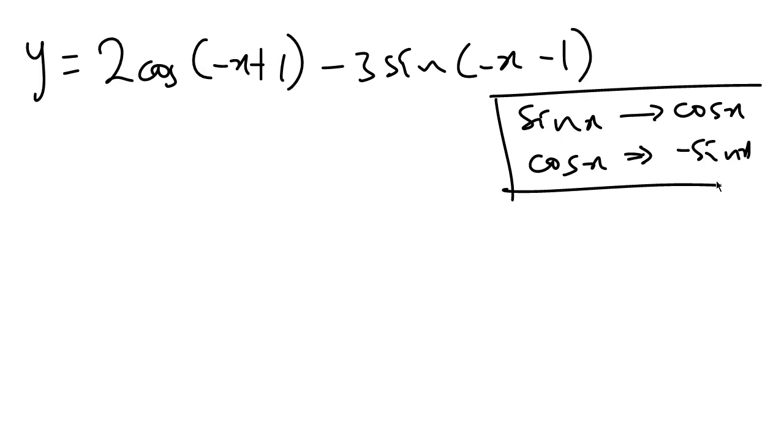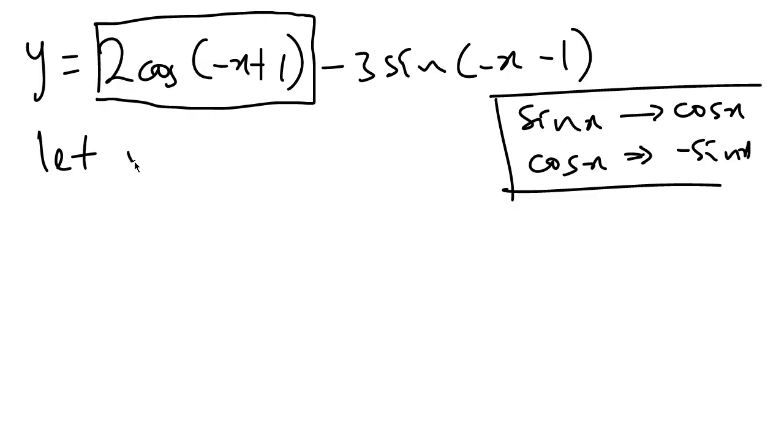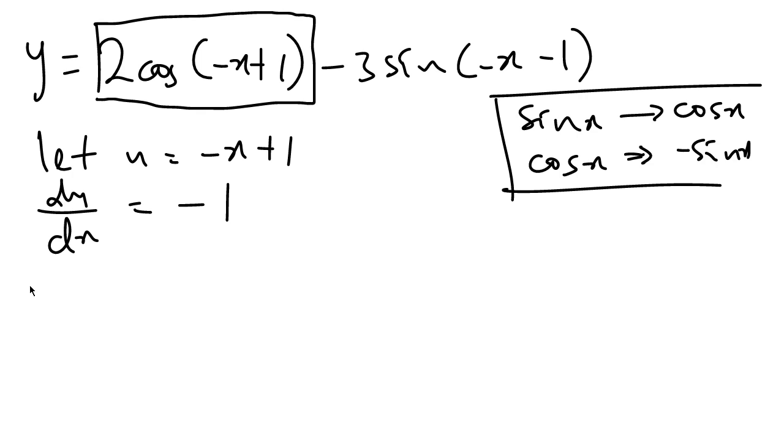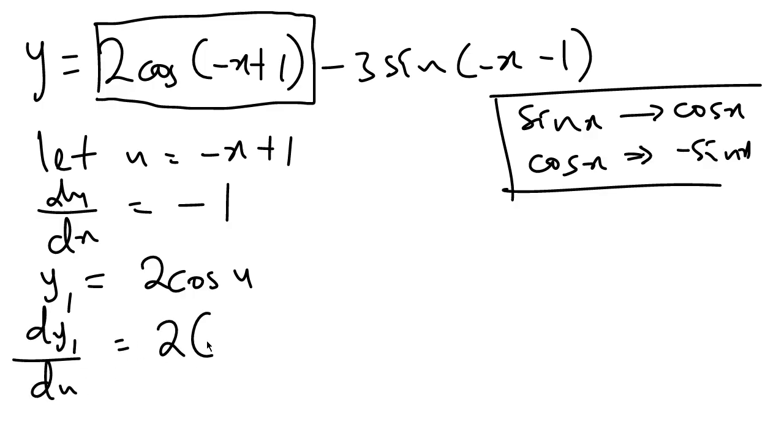Okay, so if we consider the first part, which is 2 cos(-x + 1), we could simply say let u be equal to -x + 1. Pay close attention. If you differentiate this, du/dx is going to be what? Negative 1. I remember according to the chain rule that dy/dx is equal to du/dx times dy/du. Let's call this first component y1, so y1 is equal to 2 cos u. Are you following? So dy1/du is equal to 2 times negative sin u, because the differential of cos is negative sin. So that's -2 sin u.